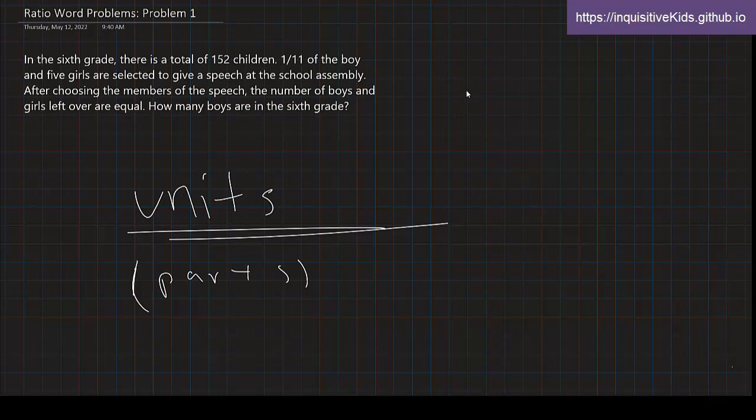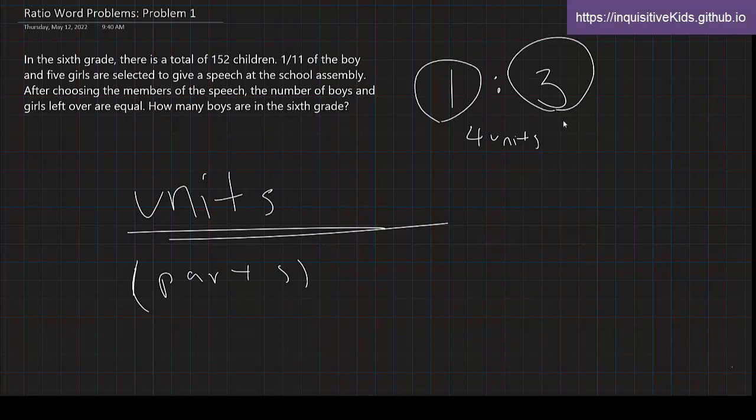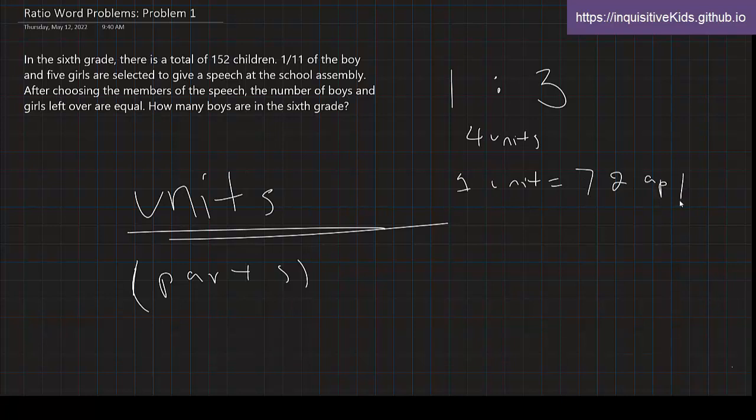For example, say we have the ratio, very simple, let's say 1, 2, 3 for some sort of relationship. How many units are here? Well, right here there are actually 6 units. Why? Because this is 1 unit, this is 2 units, this is 3 units. So altogether there are 6 units. Each of these units can represent something. For example, 1 unit could mean 72 apples or something.